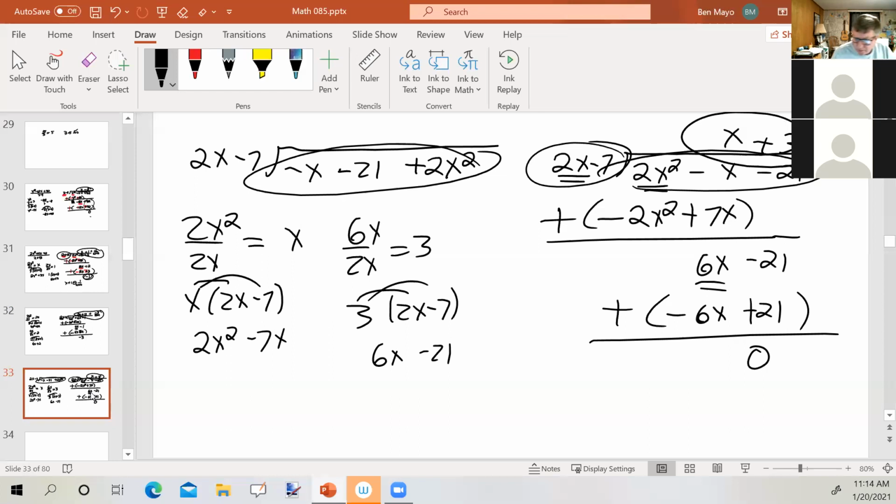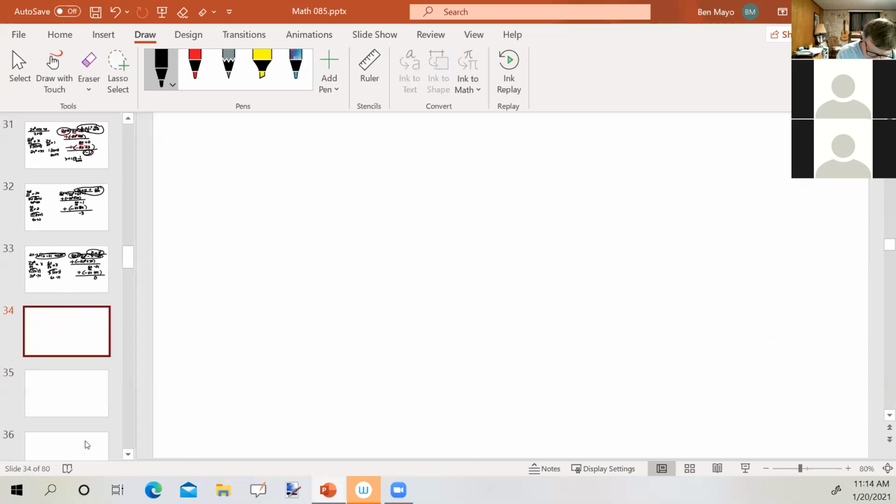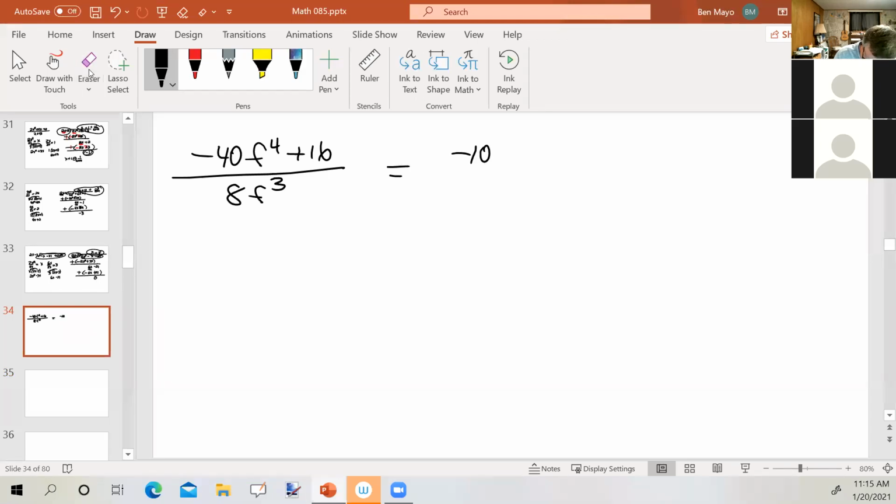Okay, let's see. We've got a few more minutes. Let's go back to some things we did earlier today. Let's say we've got a polynomial. This is an f to the 4th power plus 16 over a monomial. Okay. In that case, recall, we've got each term of the numerator divided by the denominator. Negative 40 over 8 is negative 5.